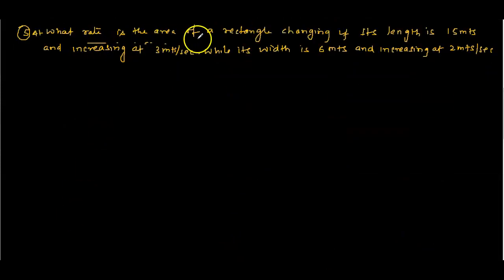Next question. In this question it is given: at what rate is the area of a rectangle changing if its length is 15 meters? Length is given here as 15 meters and increasing at 3 meters per second. So length is increasing, this is dl by dt. This length depends upon the time. This dl by dt we can write here, increasing at 3 meters per second.